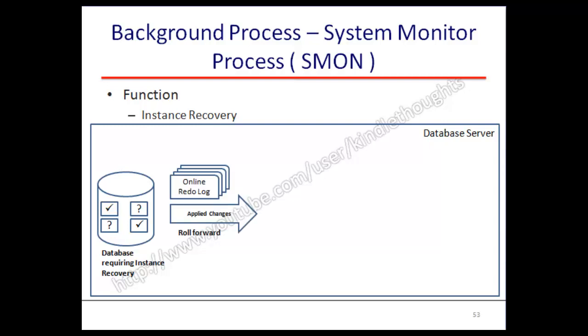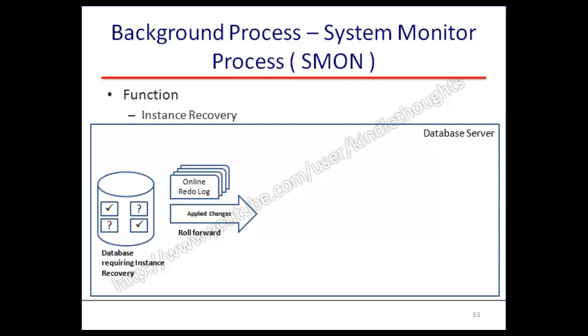What SMON would do is it would try to apply the changes which are present in the online redo log files and see if this database can be made consistent. Now this particular phase is referred to as a roll forward phase. In case SMON is not able to use the online redo log files to make the database consistent, then there would be a recovery phase that has to be done by the database administrator, and that would be referred to as media recovery.